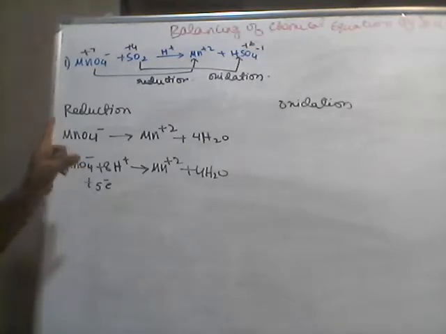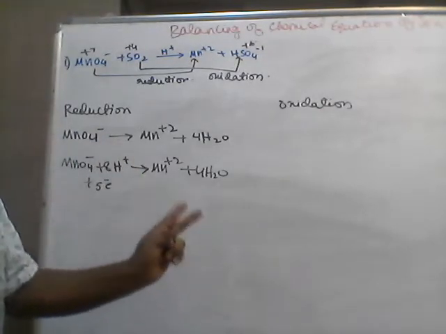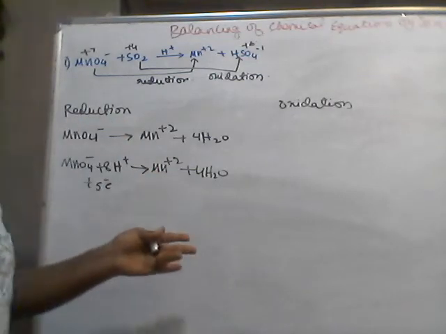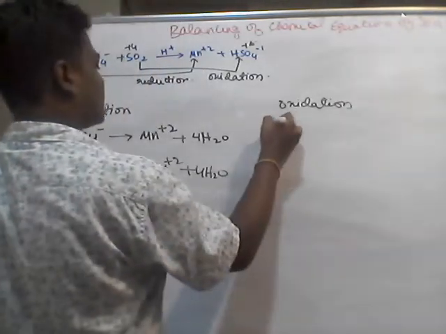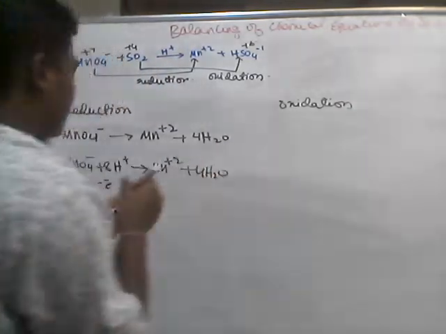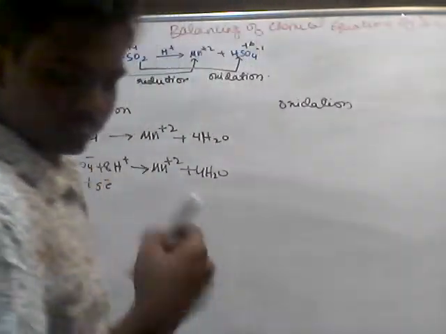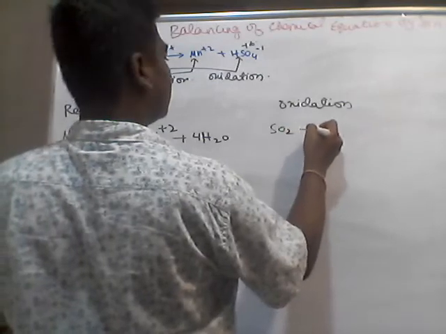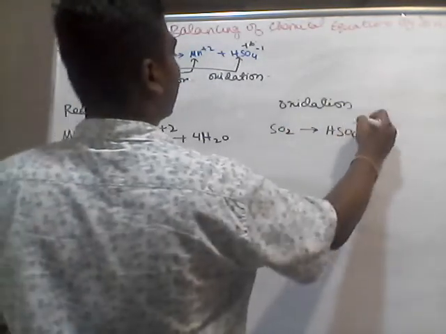Now this is done. We have balanced the elements other than hydrogen and oxygen. We have balanced oxygen. We have balanced hydrogen. We have balanced the charges. Now what is left? Oxidation is left. Similarly, even for oxidation, SO2 is changing to HSO4 minus 1.